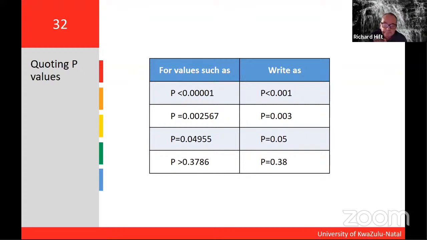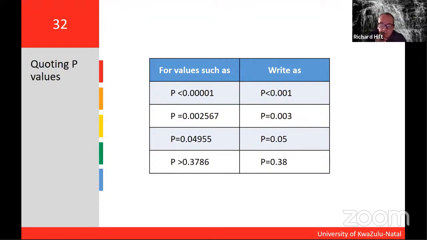Next thing, the statistical packages give you p-values to like 8 places or something, right? Those journal editors have decided, no thanks, they don't want that. Anything less than 0.001 gets written as p less than 0.001. Anything between that and 0.01, you quote the 3 figures. P equals 0.003, not P equals 0.002567.